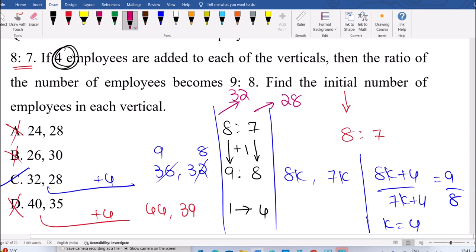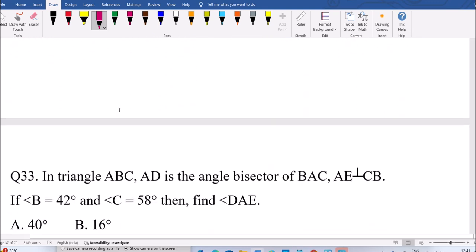Both increased by 1 in ratio, but actually both should be increased by 4. They said each vertical has 4 employees increased. Here in ratio 1 increase, but actually equal to 4. So original values of 8 and 7 means 8 into 4, 7 into 4, 32 and 28. This is one method. The other method is equation solving, and one is option verification you can observe. So three different methods, a bit easy question only for you.